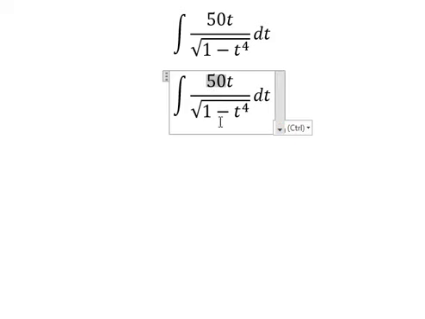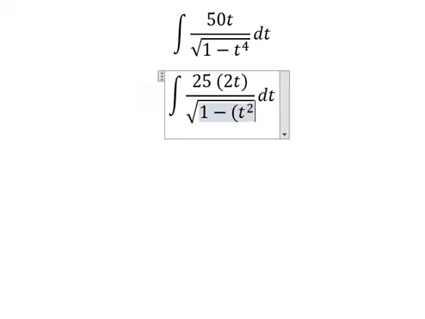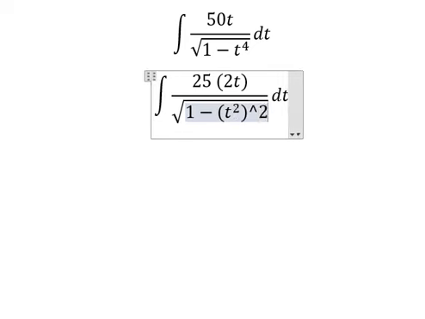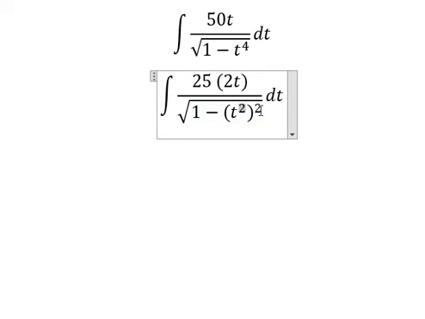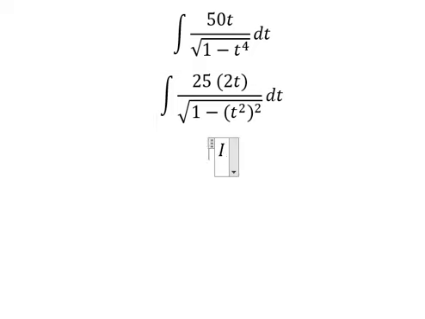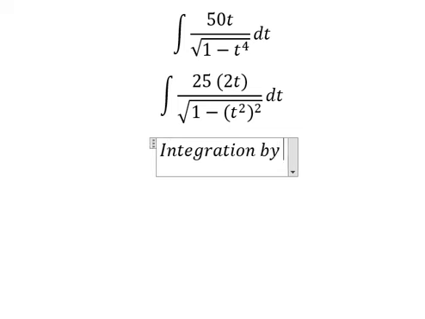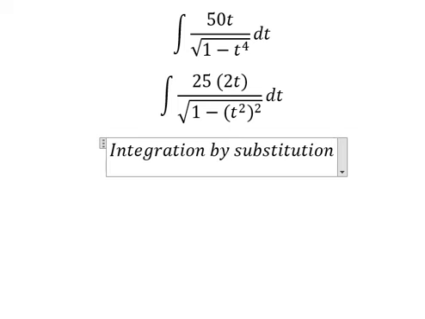Number 50, we can put 25 and 2 in here. This one we can put t to the power of 2, everything to the power of 2, because number 2 multiplied by number 2, we have number 4. Next, we can use integration by substitution.